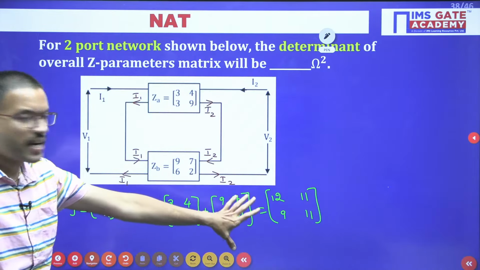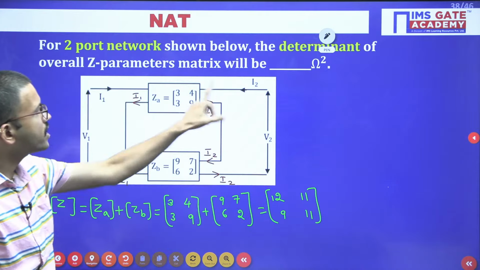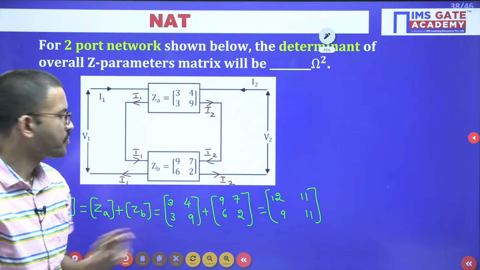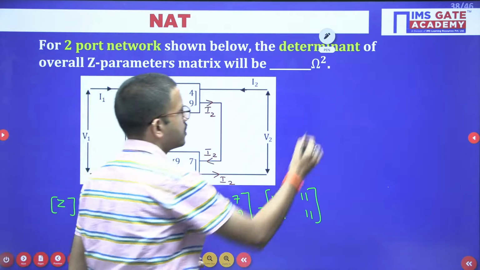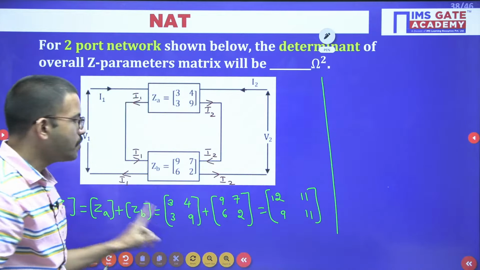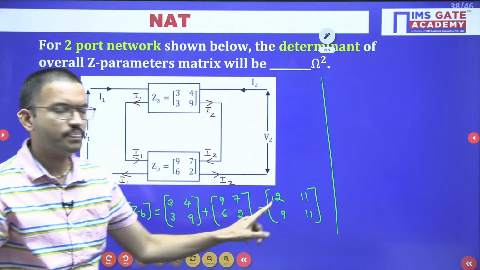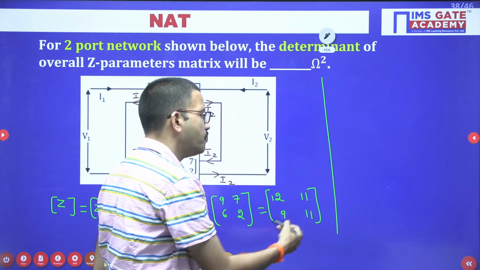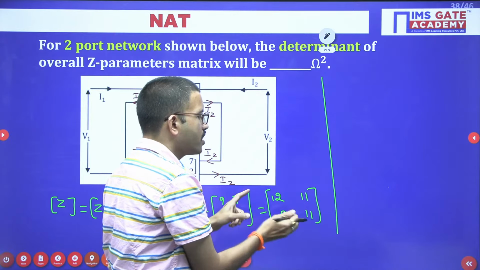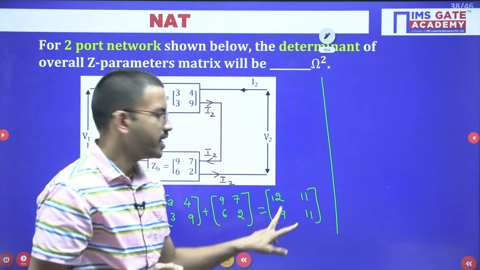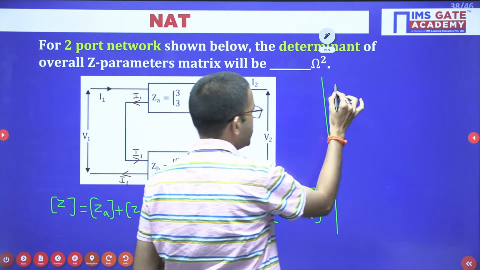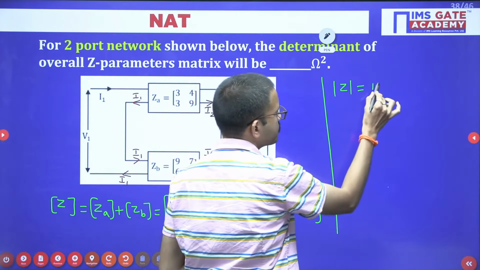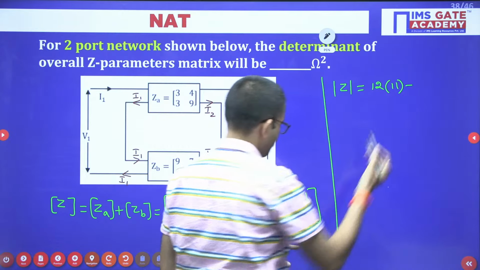Regarding the Z parameter matrix you got, we have to calculate the determinant of the overall Z parameter matrix. In general, whenever you have an impedance matrix, all the units are in ohms. We multiply these two, then multiply these two, and from the first product subtract the second product, like AD minus BC. So the determinant of the resultant Z matrix is 12 into 11 minus 9 into 11.